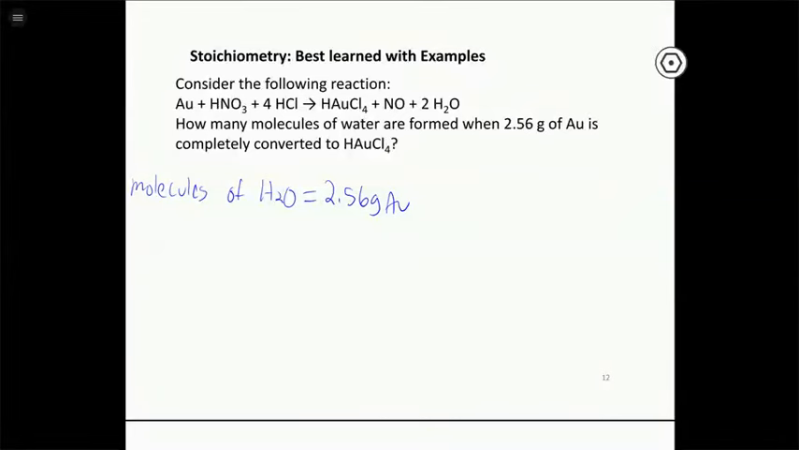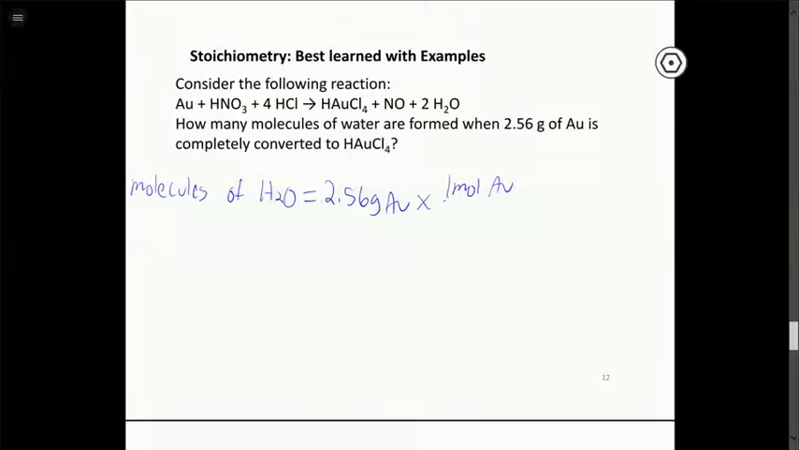So like I said, the first thing we should do when in doubt is convert into moles, because the relationship between the amount of gold that's involved in this reaction and the amount of water that's formed is going to be in those mole ratios. We have to convert to moles first. So there's 1 mole of gold, and we use the atomic mass of gold from the periodic table, which is 196.97. That comes straight from the periodic table.